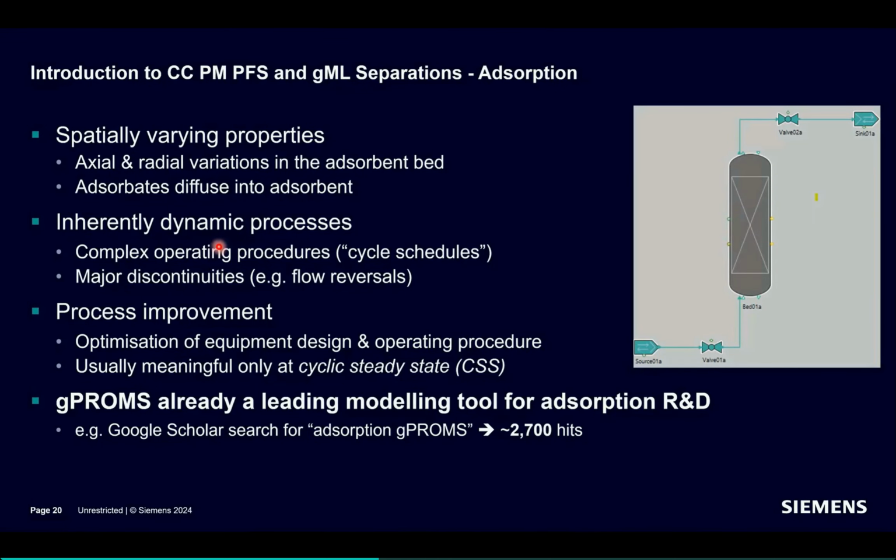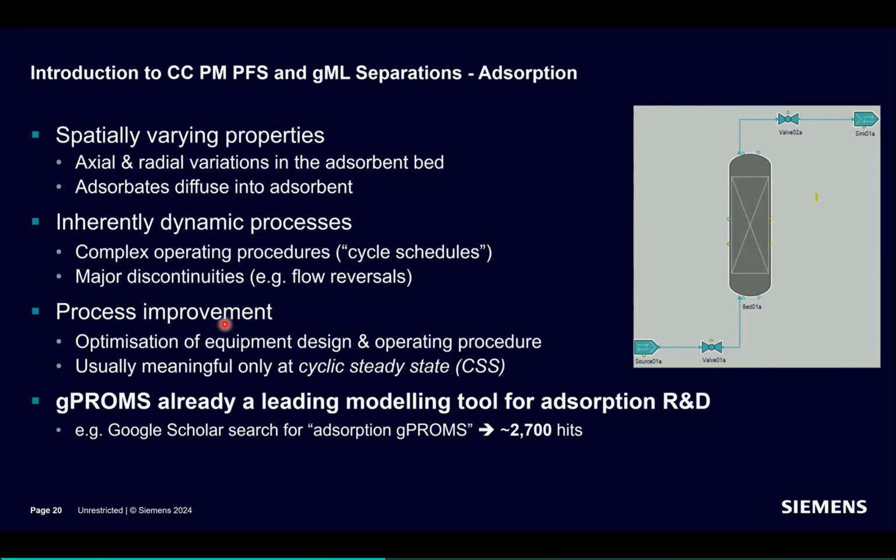One operating cycle can contain many steps, for instance, adsorption, pressure equalization, blowdown, purge, and pressurization. And the flow can be co-current or counter-current in a column. This causes major discontinuities and poses a challenge in the numerical solution.